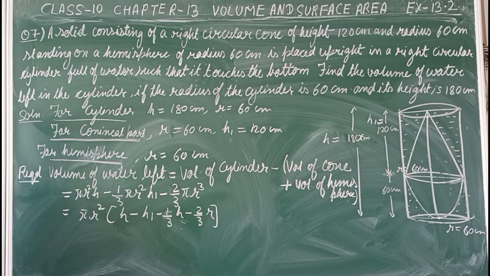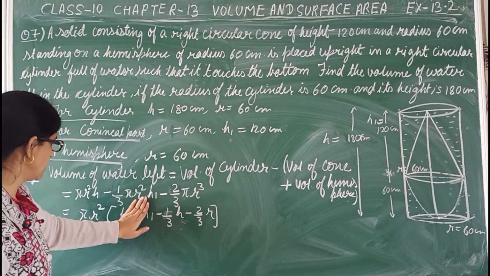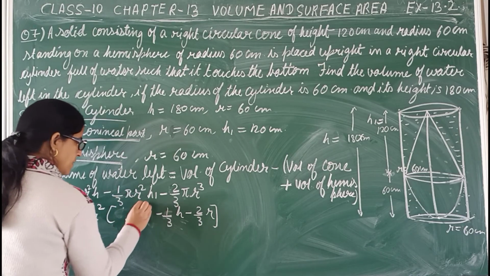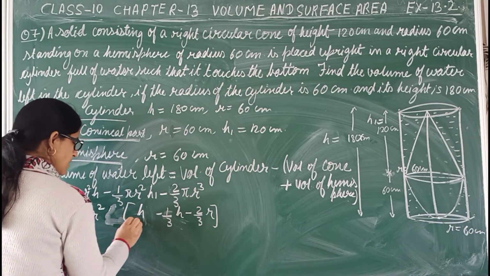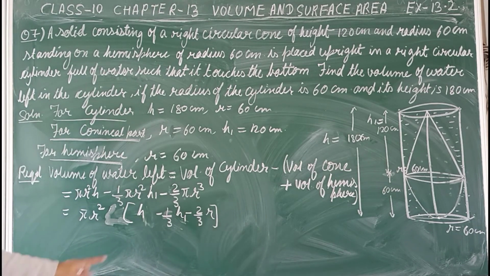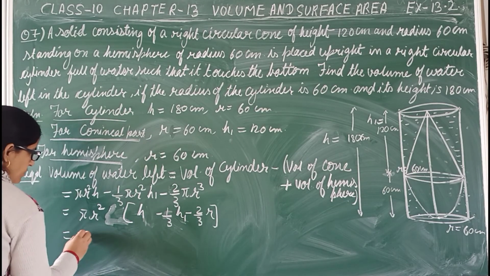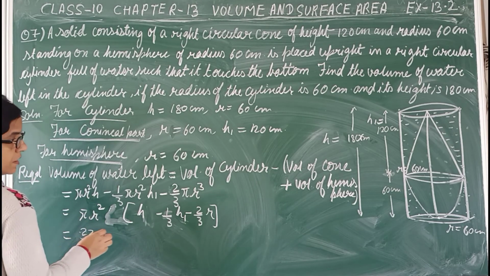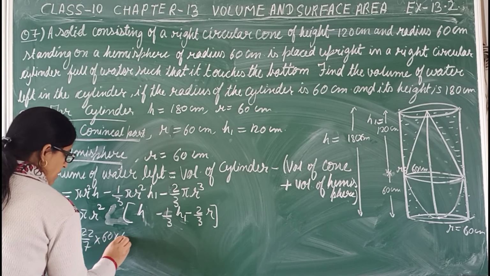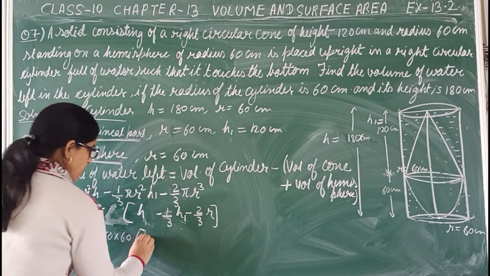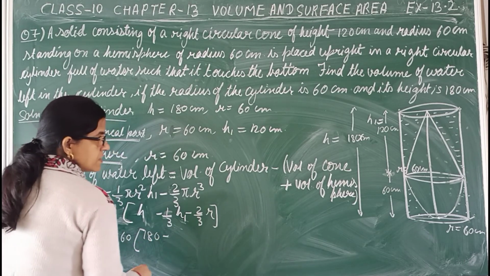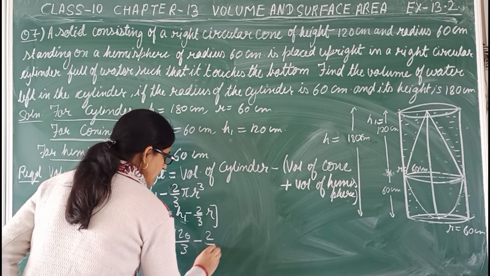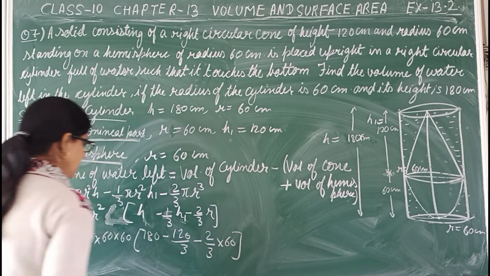Now putting the values. Pi r square h minus h1 by 3 minus 2 by 3 r. So now we are putting the values. Pi is 22 by 7 into r value 60 square. H value is 180, h1 value is 120, minus 2 by 3, r value is 60.